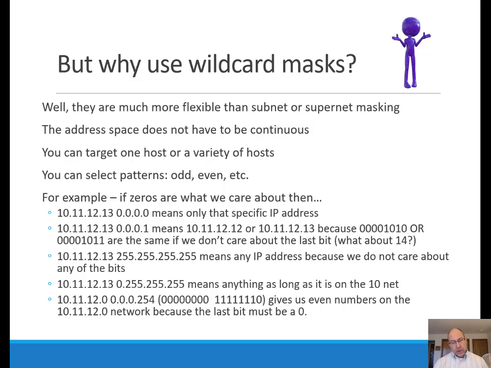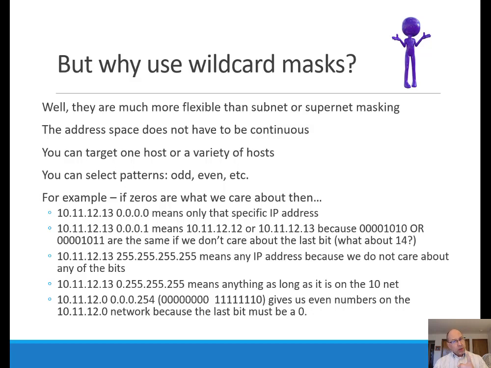Okay, so network masks use ones to indicate what we care about and zeros for what we don't care about. Wildcard masks use zeros to show us what we care about and ones to show us what we don't care about. And they have this really strange looking mask. So why in the world would we use wildcard masks? Why don't we just use network masks everywhere? Well, it turns out that wildcard masks are a lot more flexible than subnet or supernet masking. For one thing, the address space doesn't have to be continuous. You can use almost any value you want in a wildcard mask. That's why they're called wildcards.